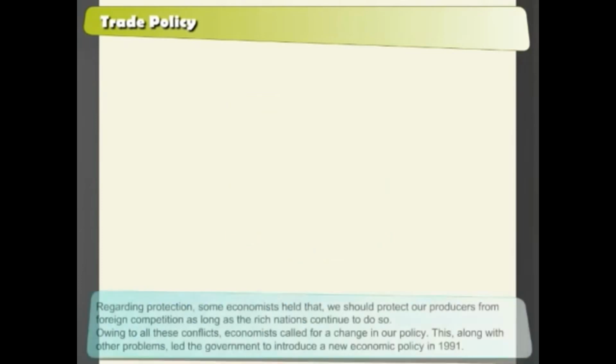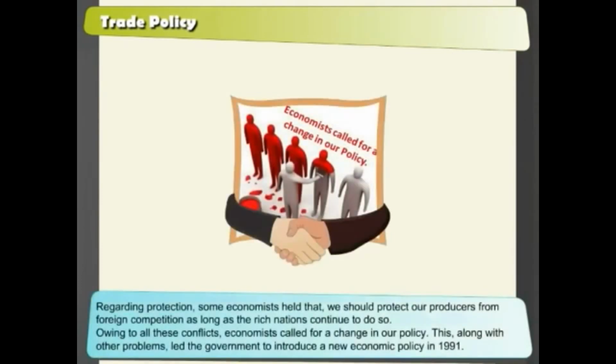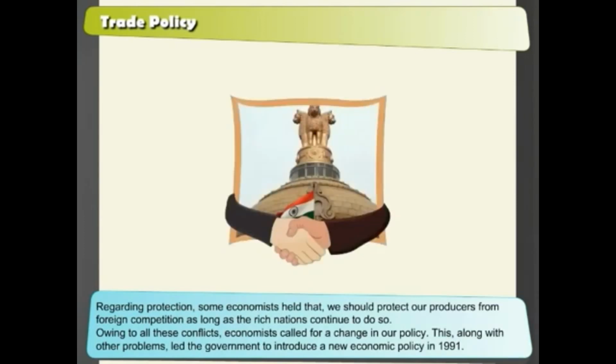Regarding protection, some economists held that we should protect our producers from foreign competition as long as the rich nations continue to do so. Owing to all these conflicts, economists called for a change in our policy. This, along with other problems, led the government to introduce a new economic policy in 1991.